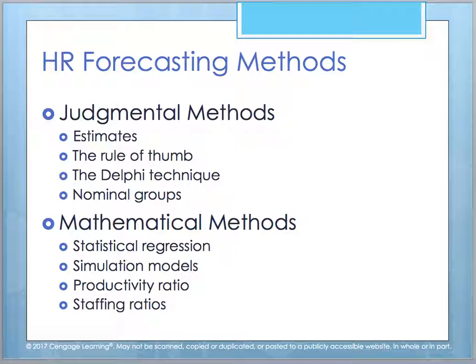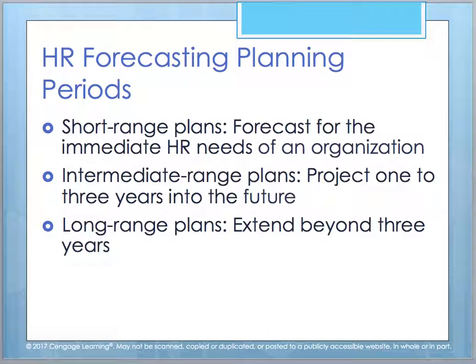There are various ways and methods that we use for that. Judgmental is providing estimates. We're going to use a rule of thumb. Mathematical is going to be statistical regression. You can use some simulation. There's always some type of ratio involved versus productivity and staffing. And there are various periods, short-term, intermediate, and long.